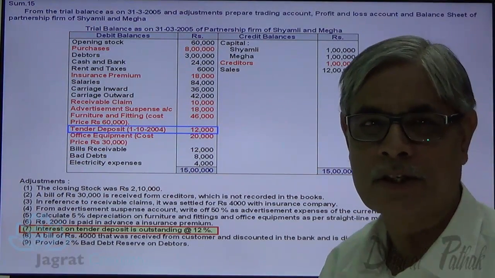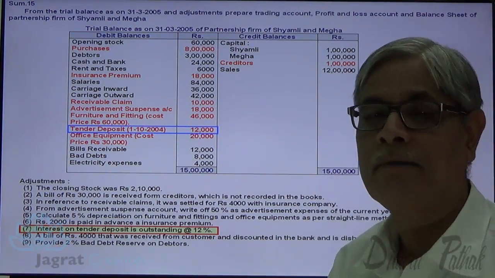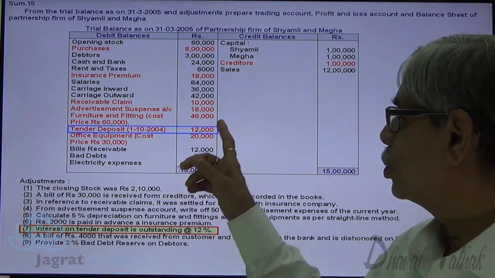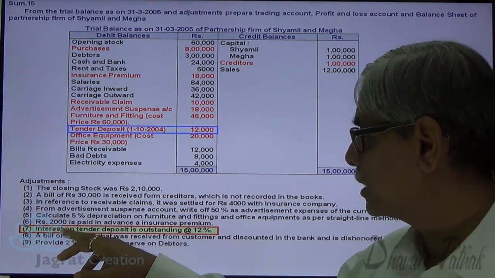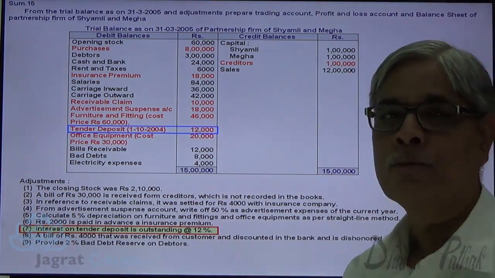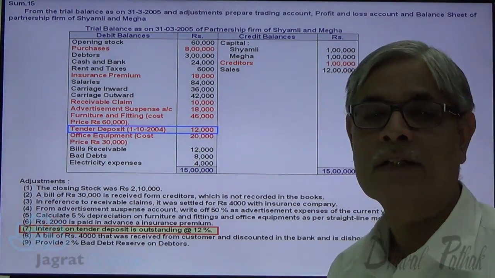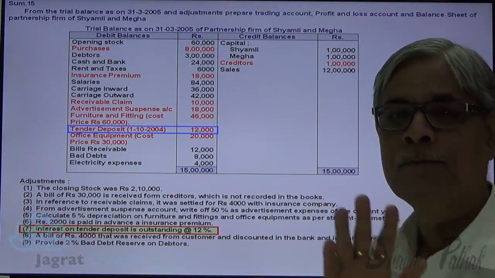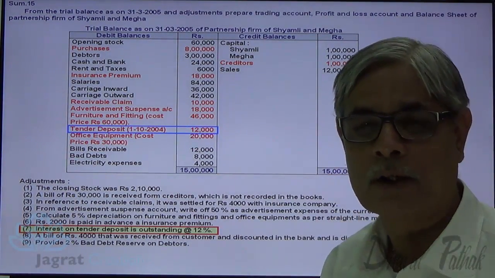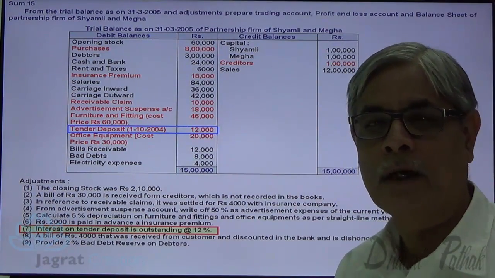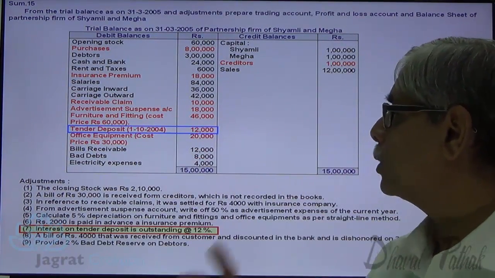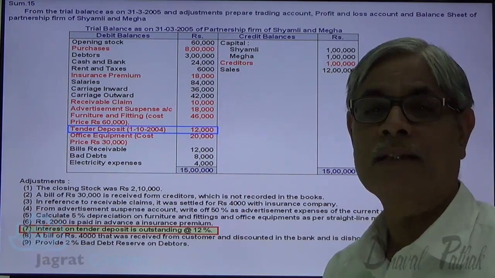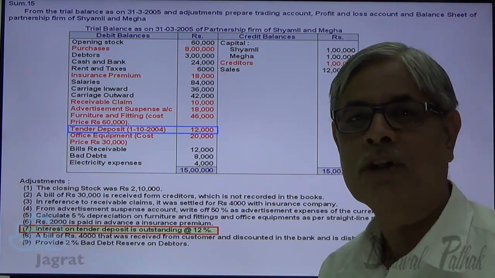6 months interest will be worked out, not depreciation. So 12,000 into 12% into 6 months. 720 will be the interest. That interest is recoverable. That's an income of the business. That income is credited to profit and loss account and 720 recoverable amount will be added to this deposit 12,000. So 12,720 will appear on the balance sheet asset side.